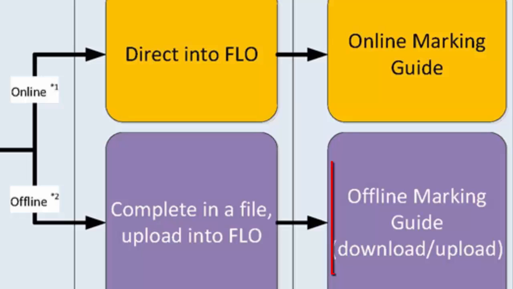If you decide to use the offline marking guide method, you create your marking guide outside of Flow, for example in a Word document. You then upload the marking guide document to Flow as a feedback template when you create the assignment. Once students have submitted their assignments, you can download a copy of the marking guide for each student, complete it offline, and then upload it to Flow.